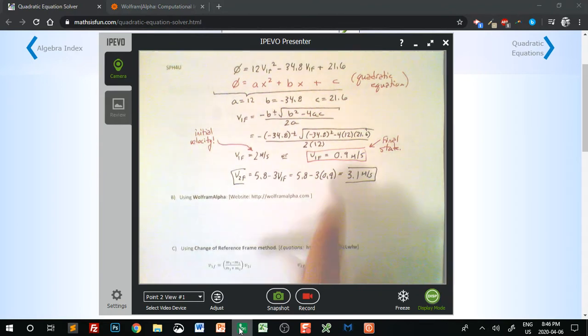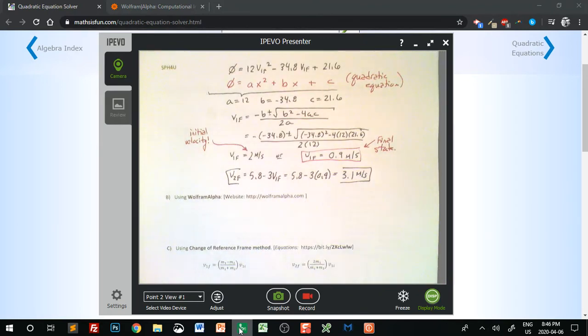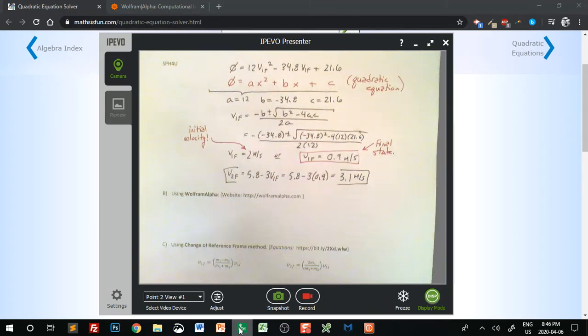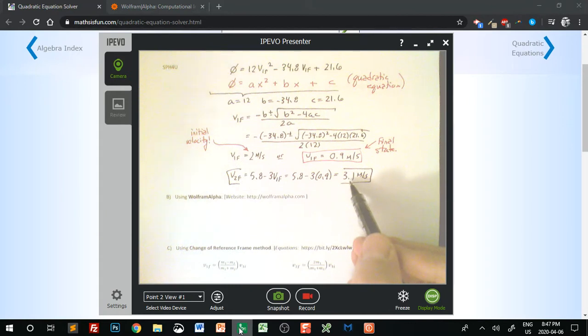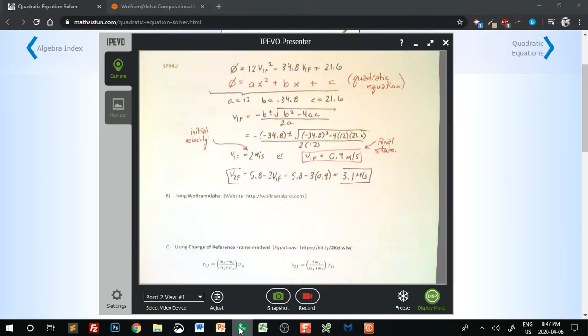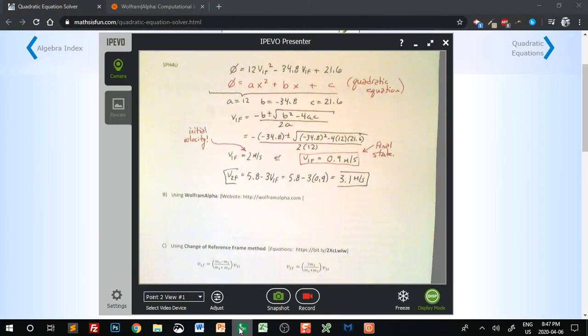Watch what happens if you put in 2 there. 5.8 minus 3 times 2 is negative 0.2. And negative 0.2 was the initial state of the second object. So we know that's not the answer. So we know it had to be this one. So those are your two solutions. It's not hard. Use the quadratic equation solver to figure it out. All your phones have it, so you can always check that. But you have to be able to write up to that point to be able to do it.